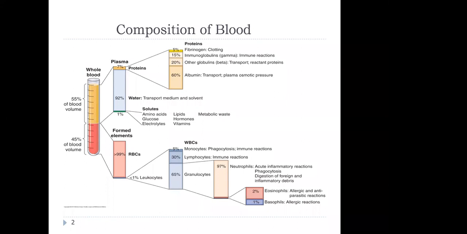The other is red blood cells. These are the formed elements. They also include white blood cells and platelets. All of those are part of the formed elements of the blood. The white blood cells, the leukocytes, we use those two terms interchangeably. White blood cells, the primary groups: monocytes, lymphocytes, and granulocytes.